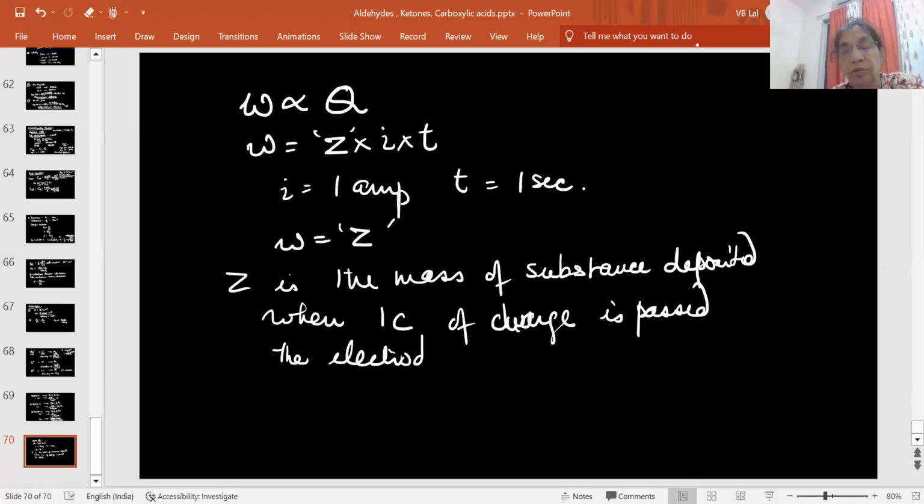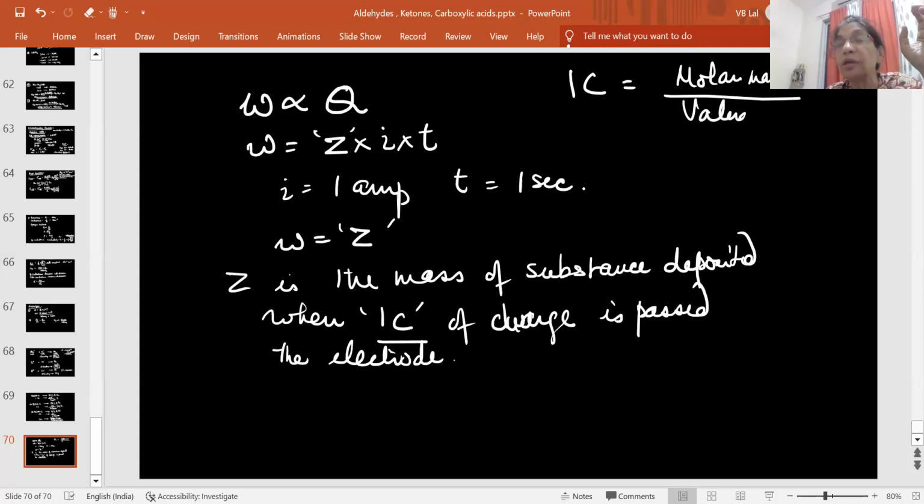Okay, 1 coulomb is how much? 1 ampere into 1 second is 1 coulomb. So when I pass 1 coulomb, what is the mass? So I have just found a general formula for coulomb. What is the amount of substance deposited by 1 coulomb of charge? 1 C deposits how much? Molar mass of the substance, or atomic mass, divided by valency into 96500. So in this formula, if I put that, what does W become equal to?